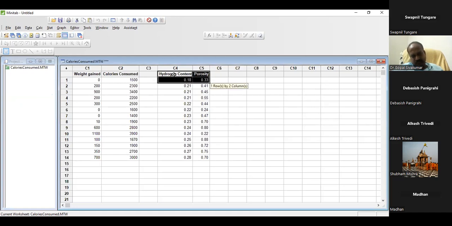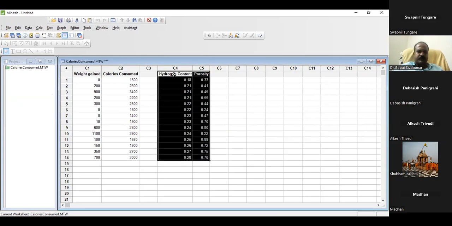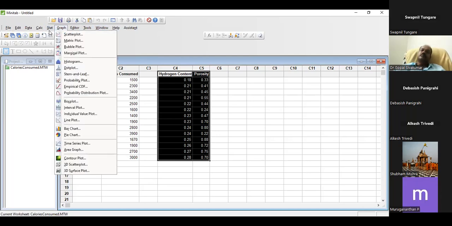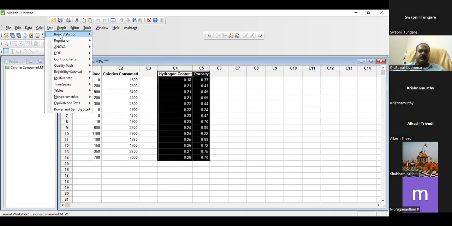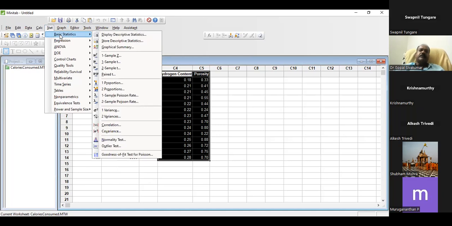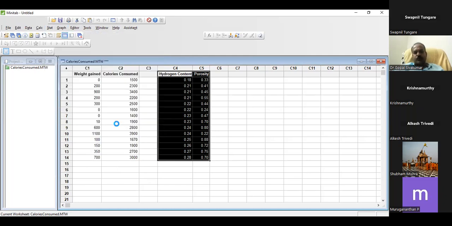See here, hydrogen content and porosity, all of you. Can you all see another set of data? Yes, sir. Please guide me through the path here, the Minitab path. Which tab should I use now? Stat. Basic statistics. Correlation. Very good. This is the route. Now you click this.